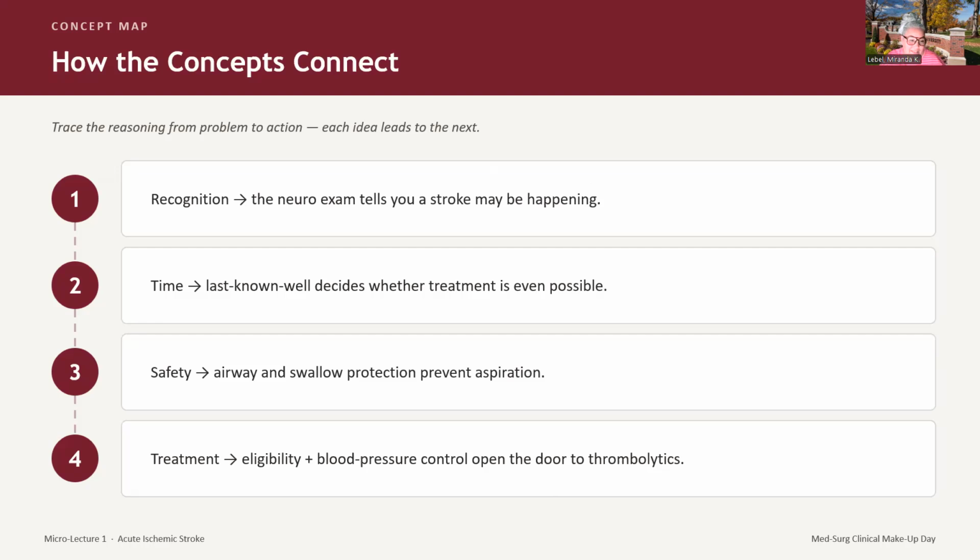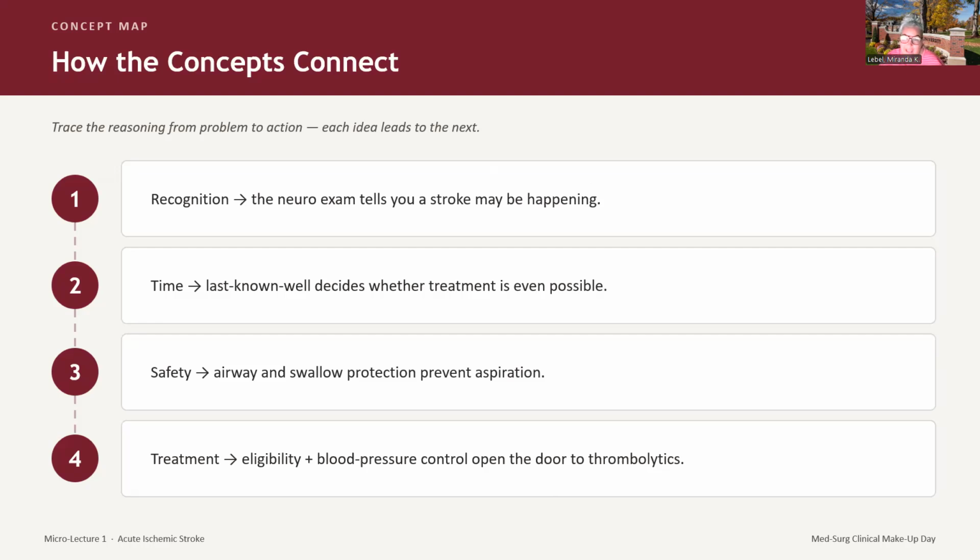And then we want to maintain safety, right? We want to make sure that the patient is protecting their airway, and we want to give the patient the tools to not develop aspiration by doing that swallow screen early and getting those speech language pathologists involved if we need them. And then treatment.